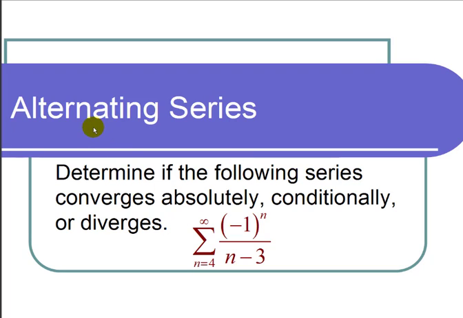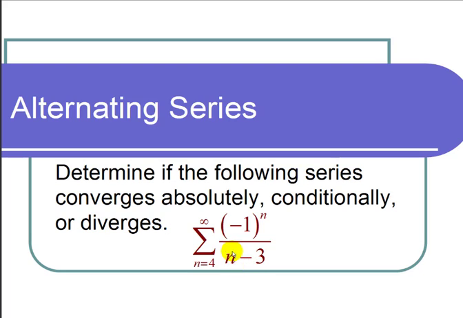This is a video on alternating series. The question states, determine if the following series converges absolutely, conditionally, or diverges. We have the sum from n equals 4 to infinity of negative 1 to the n over n minus 3.